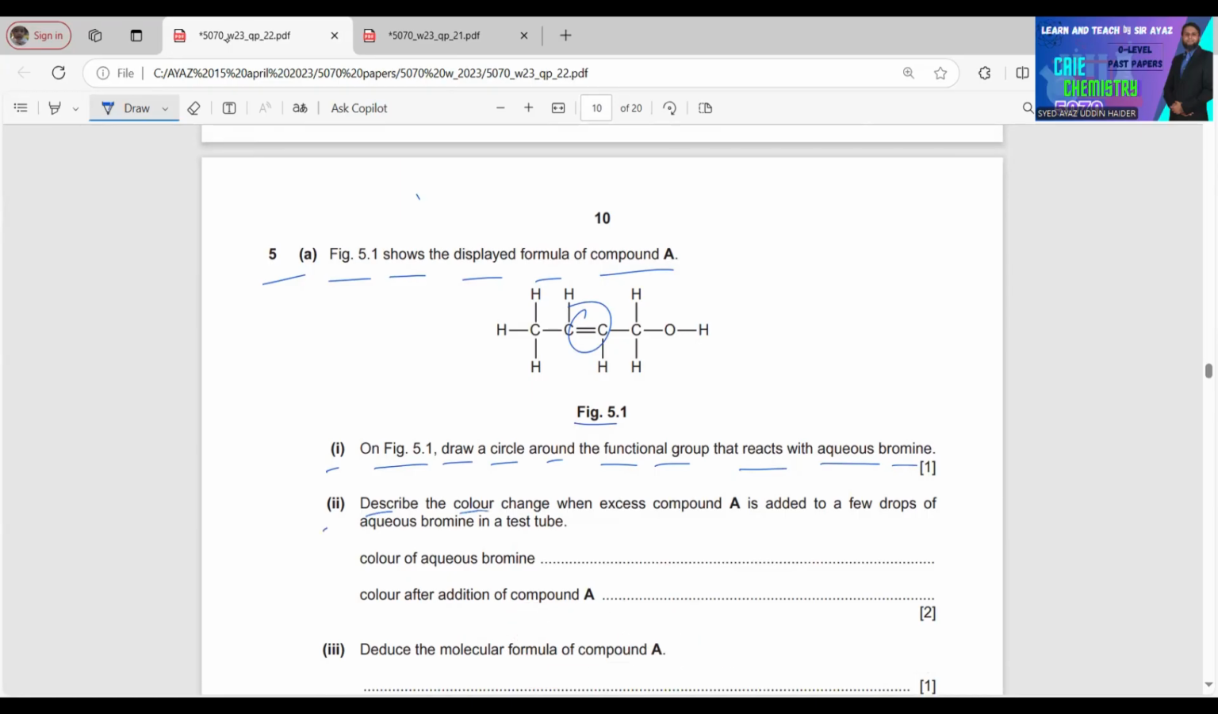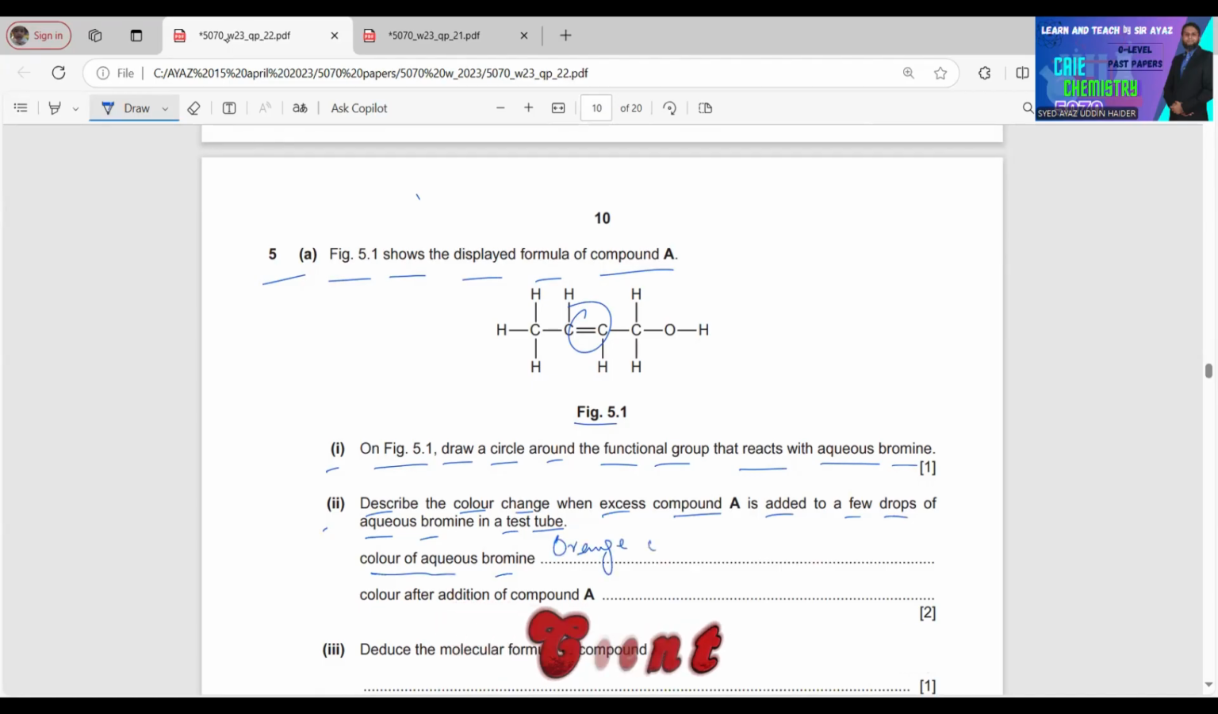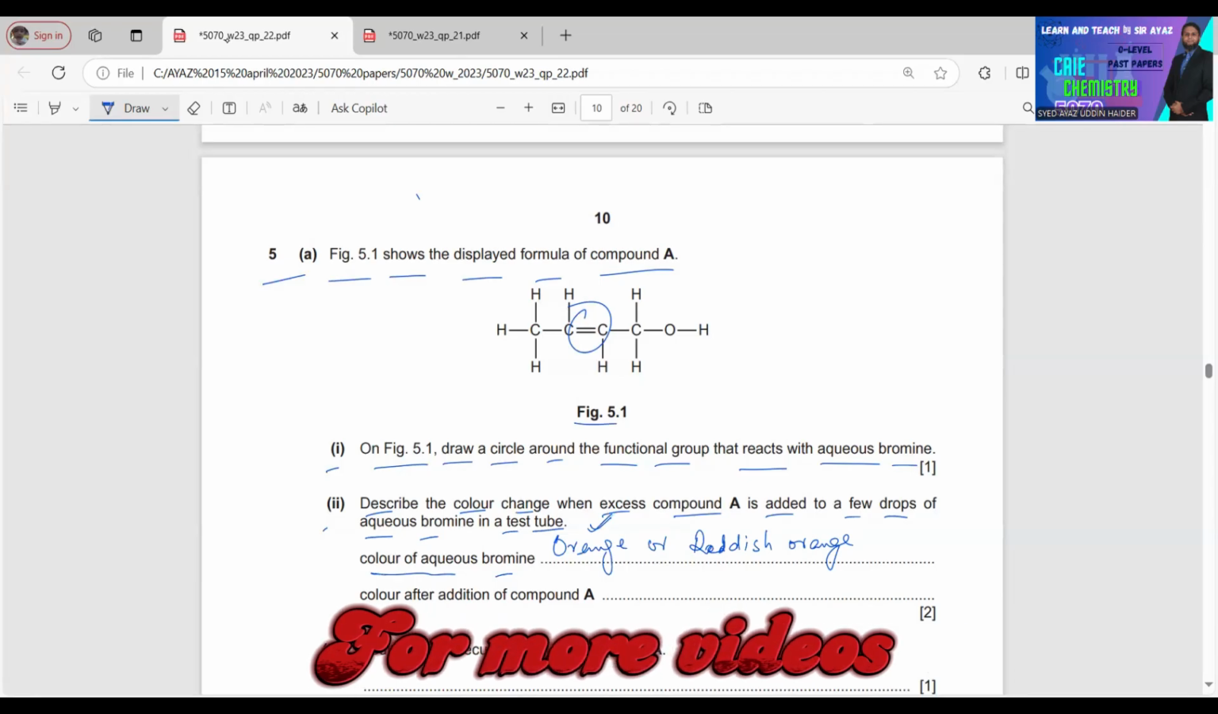A2, describe the color change when excess compound A is added to a few drops of aqueous bromine in a test tube. Color of aqueous bromine must be orange or reddish brown. I recommend you to write orange. The reason is that it's aqueous. In aqueous, the color becomes dim because originally the color of bromine is reddish brown. So in aqueous solution, the color becomes orange. So this must be the preferred answer for color of aqueous bromine.